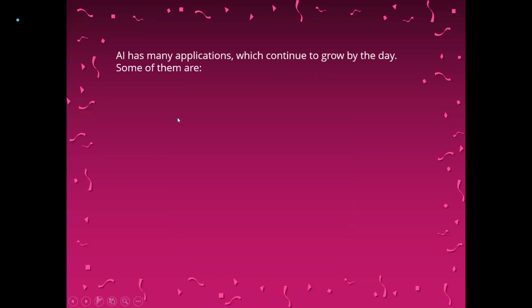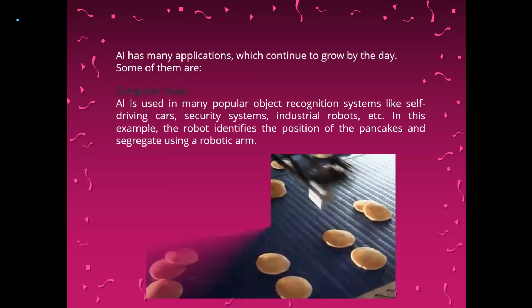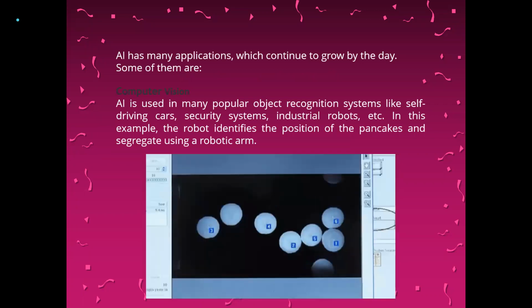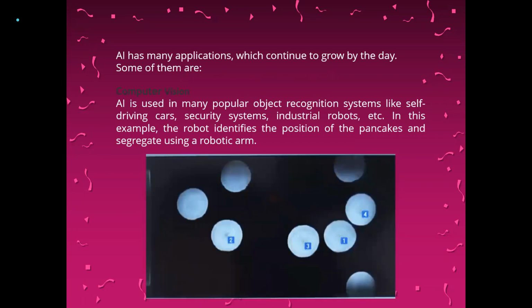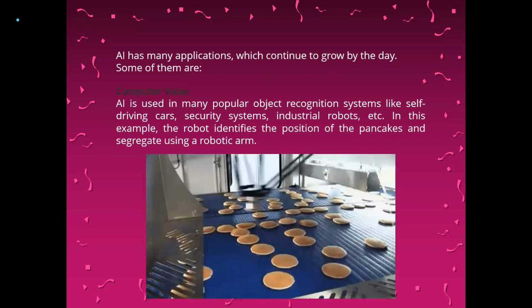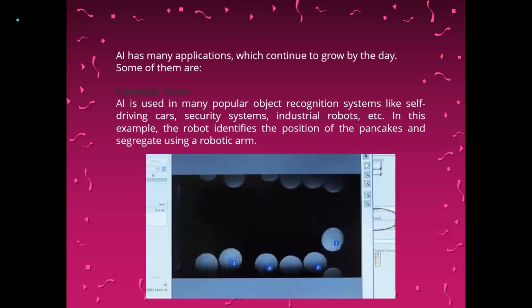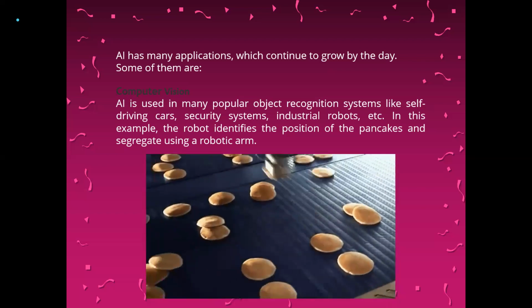Now, AI has many applications which continue to grow day by day, like computer vision. What is computer vision? AI is used in many popular objects to recognize a system, like self-driving cars, security systems, industrial robots, etc. In this example, the robot identifies the position of the pancakes and picks them up with its arms. So what it is doing is computer vision. We have seen the pancake's position, and according to the position it is picking. We have given a code first, right? In the machine, it has been uploaded.